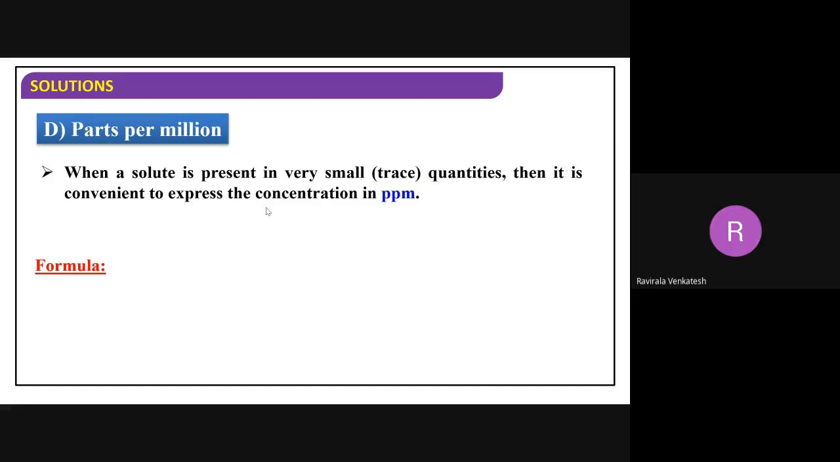So if I take 1 ppm, what does it mean? 1 part present in 10 to the power 6 parts here. That is the reason we can say this is very, very less, traces we can say. Trace means very less quantities. To express very less quantities, we'll use parts per million. So whenever you want to express the pollution present in the air, we'll use parts per million. Whenever you want to calculate how much amount of oxygen is dissolved in the water, then we use parts per million, to express very less amount.